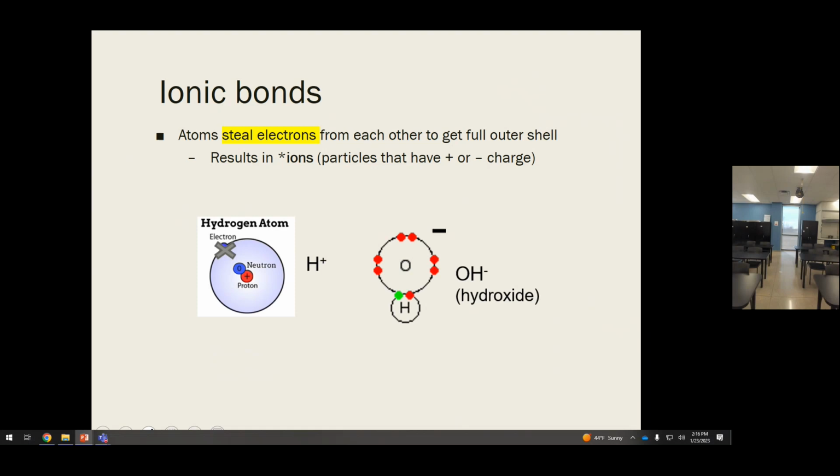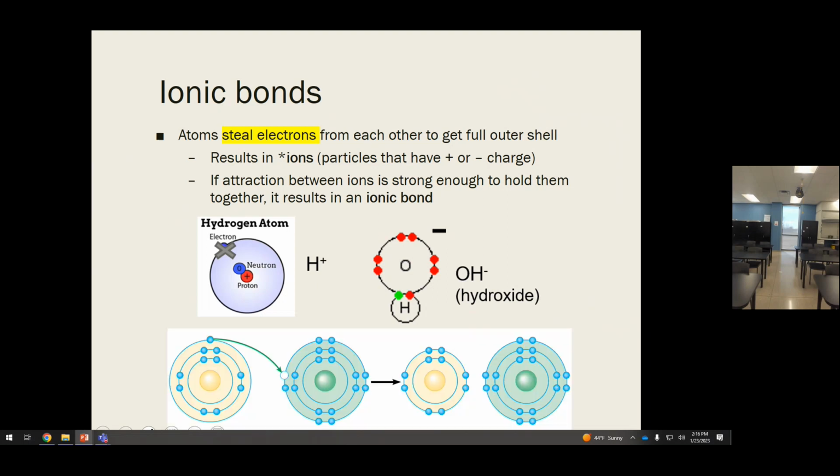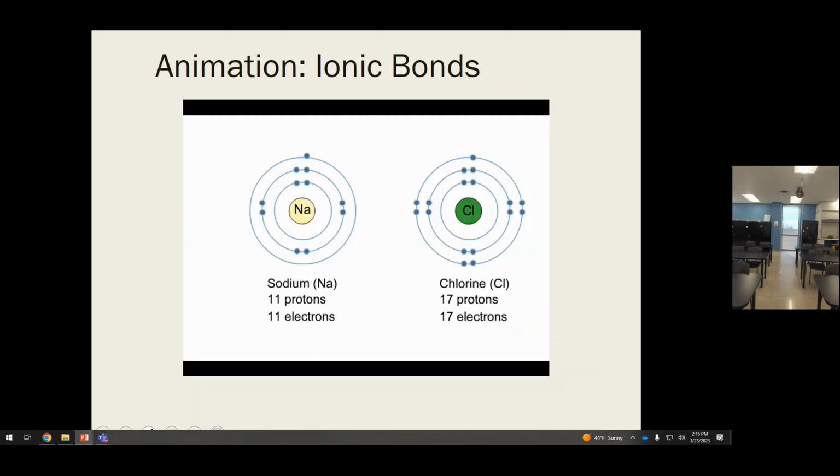Here's our favorite ions. We have hydrogen and hydroxide. And if the attraction between the ions is strong enough to hold them together, it results in an ionic bond. Here's a diagram of sodium chloride. You see that there is an extra electron here that is stolen from the sodium by the chlorine. And then we have these two atoms, each in its lowest energy state.